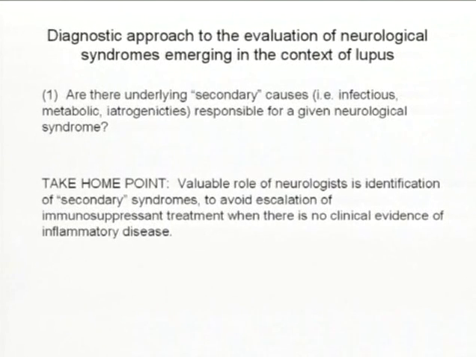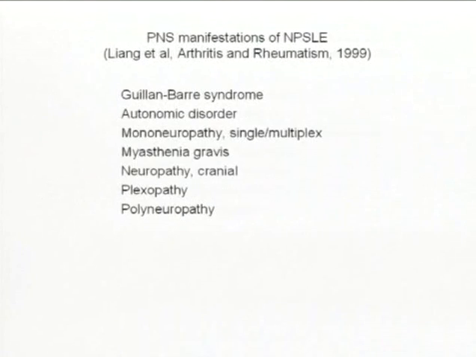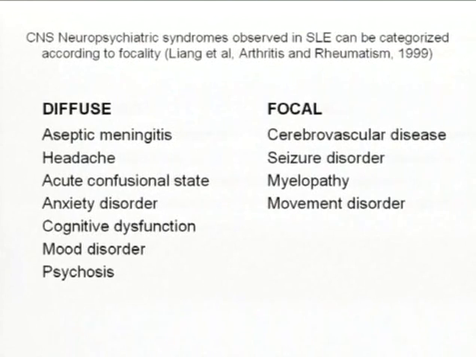Now we've eliminated secondary causes. The second goal is to define and diagnose primary neuropsychiatric disorders in lupus. So in 1991, the American College of Rheumatology came up with a classification scheme defining 19 distinct neuropsychiatric syndromes. I'm not going to go through all of them in great detail, but basically there are 8 peripheral nervous system manifestations of lupus and 11 central neurologic manifestations of lupus. These could be divided into diffuse and focal disease.